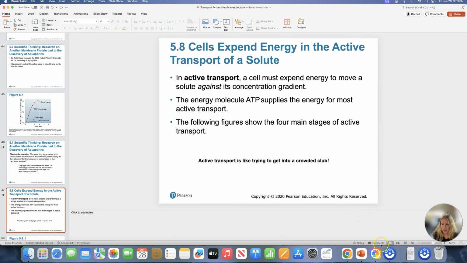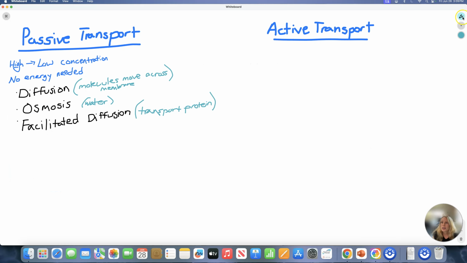I'm going to back out of this and go to our whiteboard and just write this active transport. So active transport, I'll write it in the blue color, is from low to high concentration. And because it is moving molecules against their concentration gradient, energy is required. So low to high concentration, and then I'll just say energy needed. And the energy that is typically used is ATP. So I'll write that out. ATP needed.